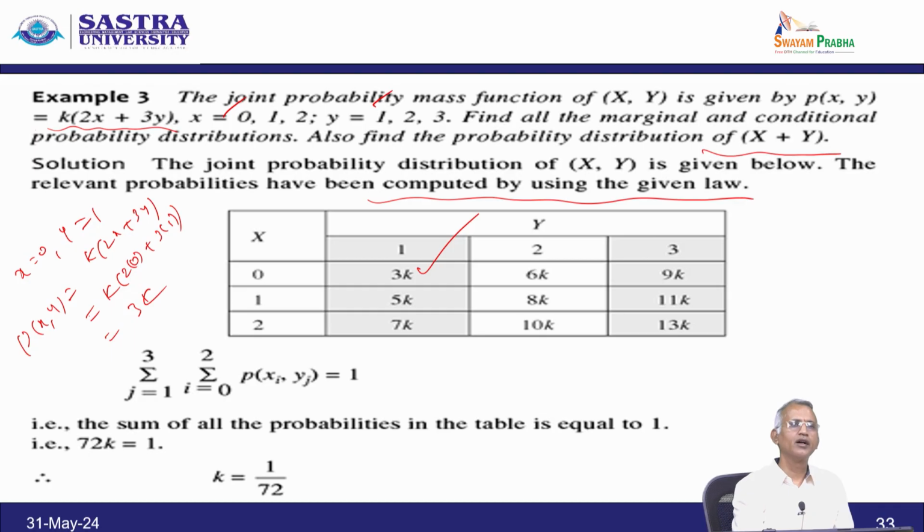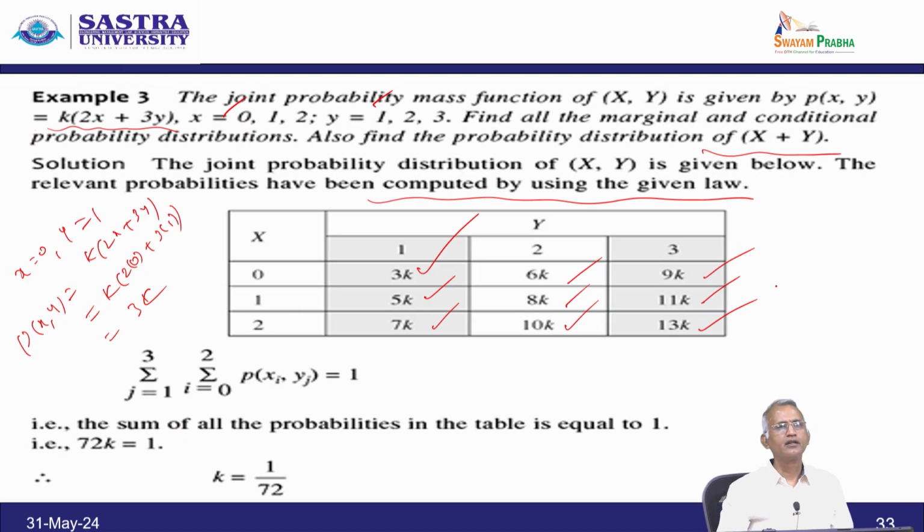This is the technique you have to apply with the help of the given function. For x equal to 0 and y equal to 2 we have 6k, x equal to 0 and y equal to 3 we have 9k, x equal to 1 and y equal to 1 we have 5k, x equal to 1 and y equal to 2 we have 8k, x equal to 1 and y equal to 3 is 11k, x equal to 2 and y equal to 1 is 7k, x equal to 2 and y equal to 2 we have 10k, and x equal to 2 and y equal to 3 is 13k.